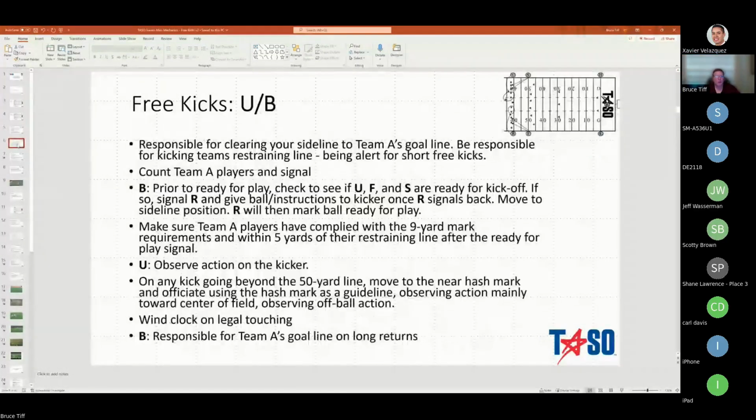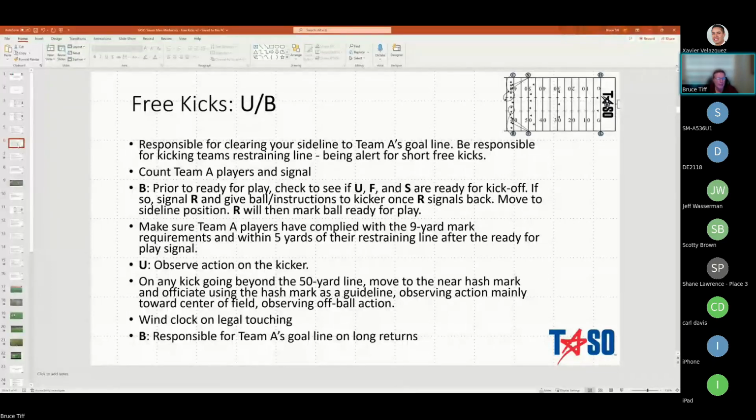Okay, good. So now let's move into position responsibilities on a free kick. The U and the B, as you can see up there, are positioned on the kicking team's restraining line. But before we get there, we're responsible for clearing our sideline from Team A's goal line all the way up to where we're going to be. We're also responsible for that kicking team's restraining line, and we also want to be very alert for short free kicks. We're also counting our Team A players, and we're going to give a signal.